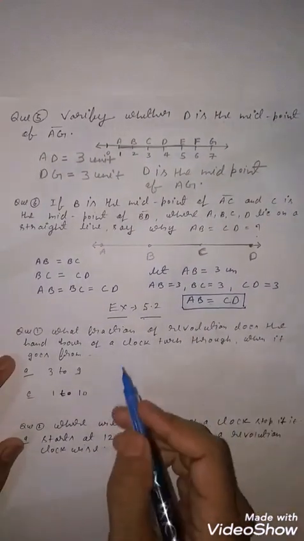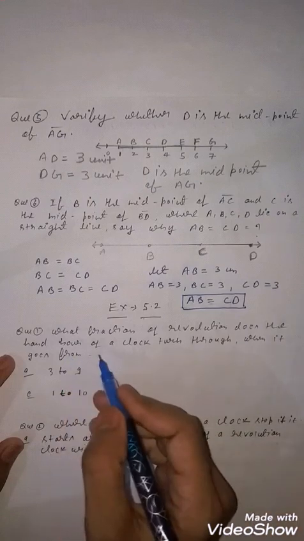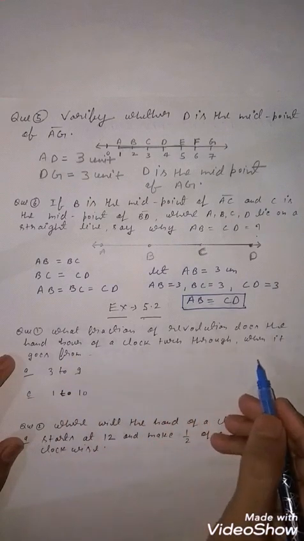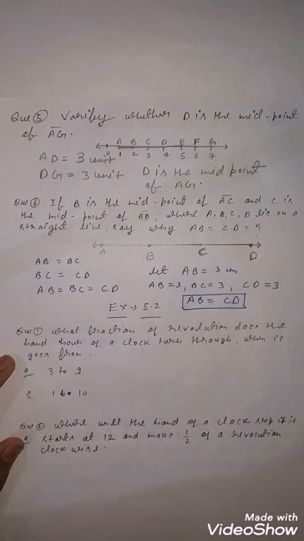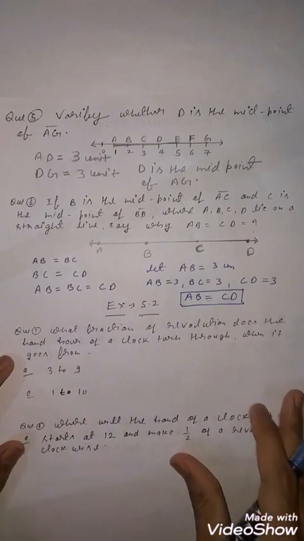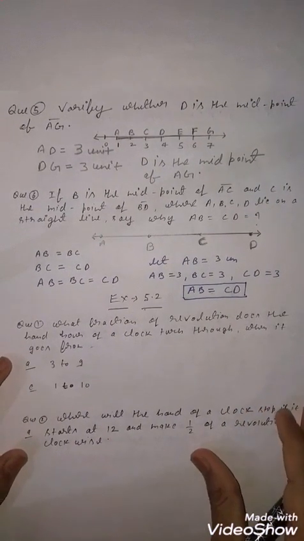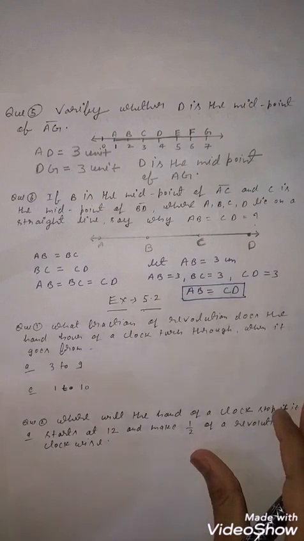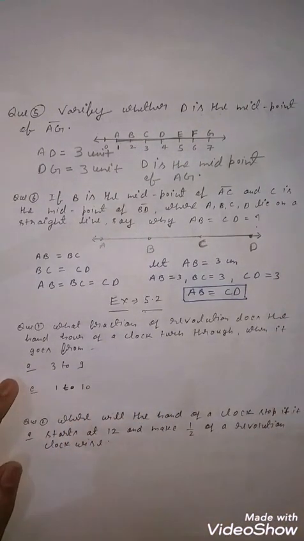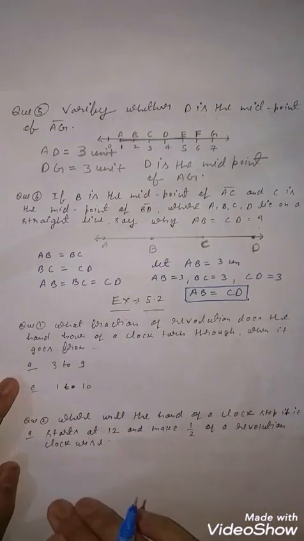What is given? What fraction of a revolution does the hour hand of a clock turn through when it goes from 3 to 9? Now you have to find the revolution. In the previous video I explained one complete revolution means, student, 360 degrees. Clear? So this is given, 3 to 9. So if the clock is not given, how will you find out, students?